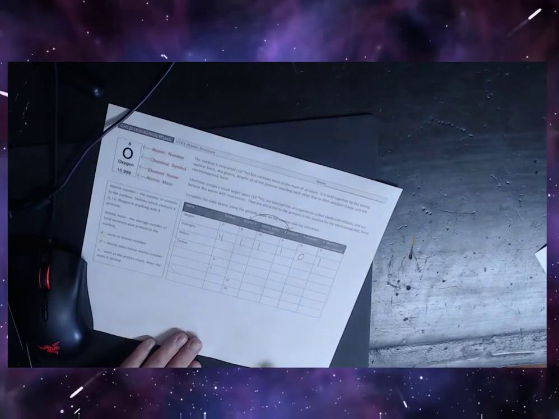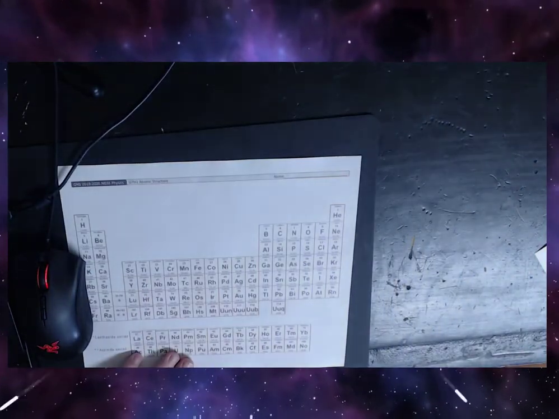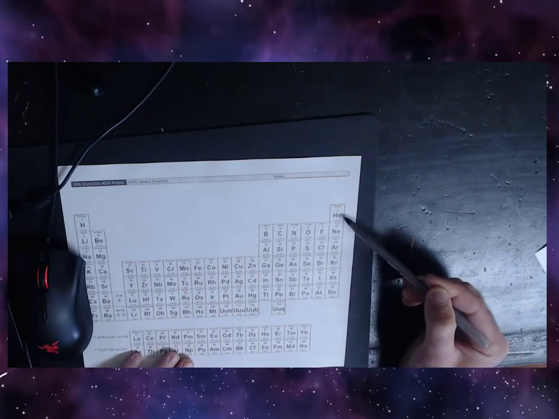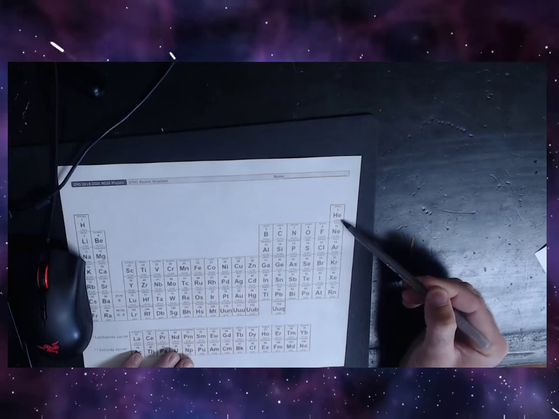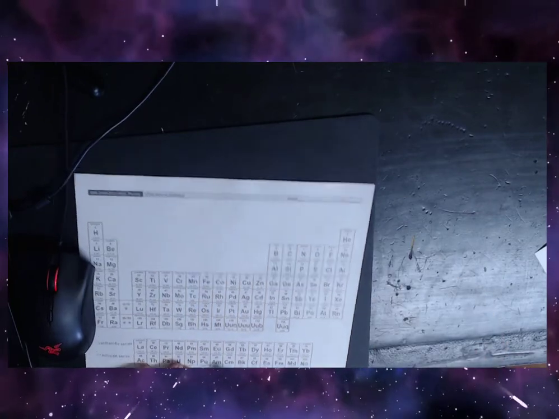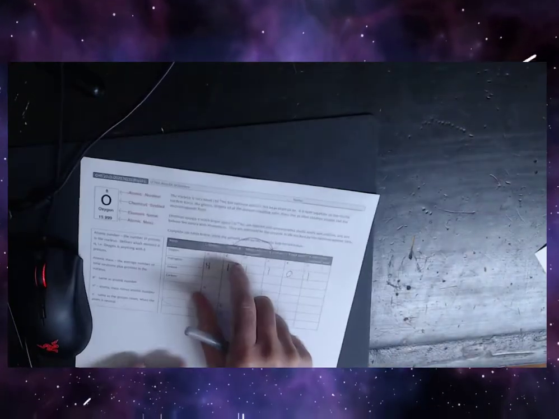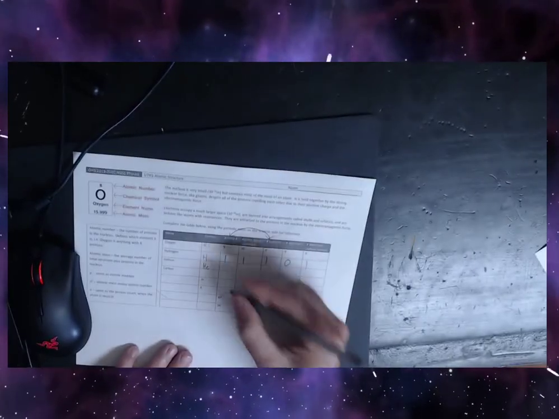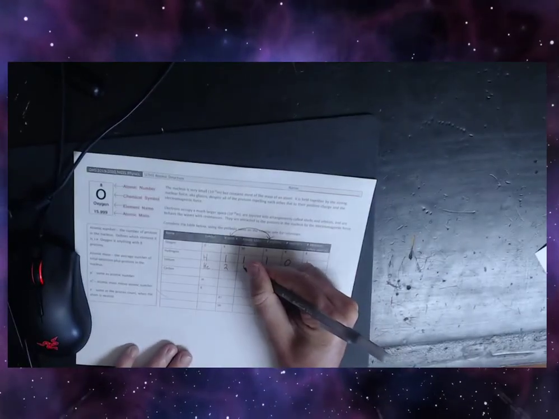All right, next one says helium. So I zoom over here. Here's helium. It has an atomic number of 2 and an atomic mass of 4. That's the information we need to pull off the periodic table. So zooming back over to helium. Symbol is He. The atomic number is 2. The atomic mass is 4.